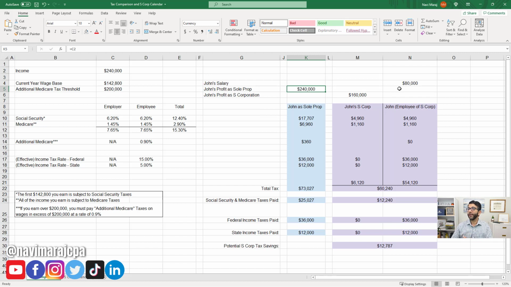So in this scenario, how does the S Corp save money? We take her $240,000. The person that called me was female, so I'm going to say her. We can split that $240,000 profit into two buckets. There is a salary bucket that she's going to pay herself, and then there's a distribution bucket.